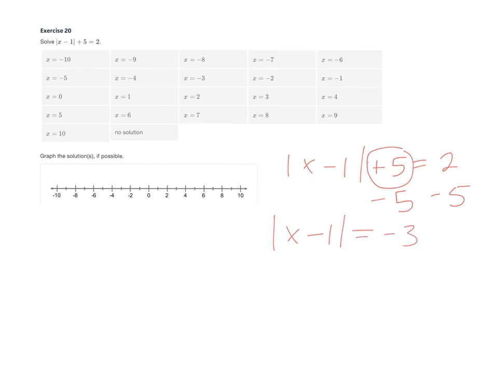Now, I'm going to stop right there, and I'm going to ask you a question. Can the absolute value of anything be negative 3? Can the absolute value of anything end up being negative? The absolute value is always positive, so it cannot be negative 3. This one is a no solution.